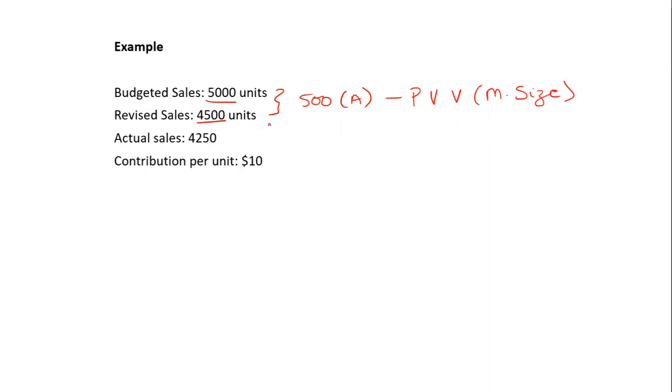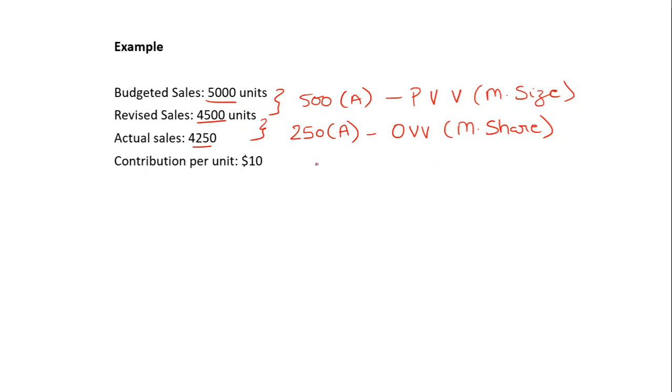Now, as per your revised budget, you were supposed to sell 4,500 units, but you sold only 4,250 units. Again, the difference between these two, that is, you sold 250 units less. This is what? This is your operational volume variance, or simply market share. And that is how simple it is to calculate a planning and operational variance when it comes to sales volume.